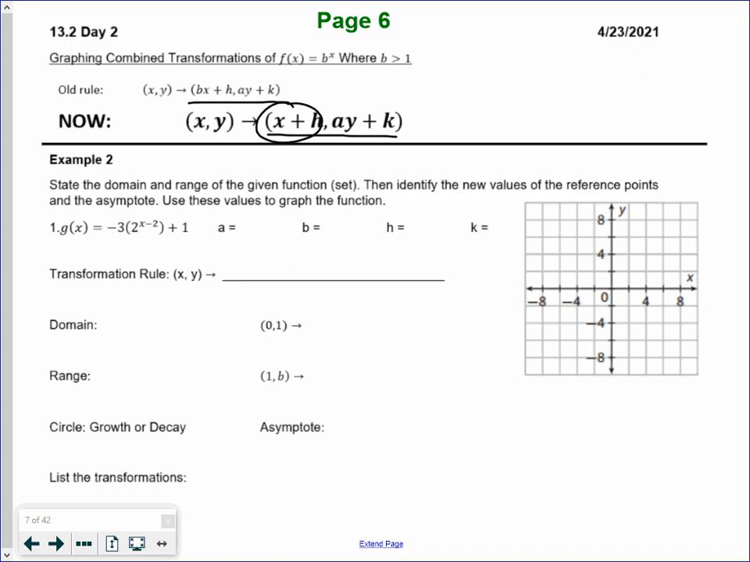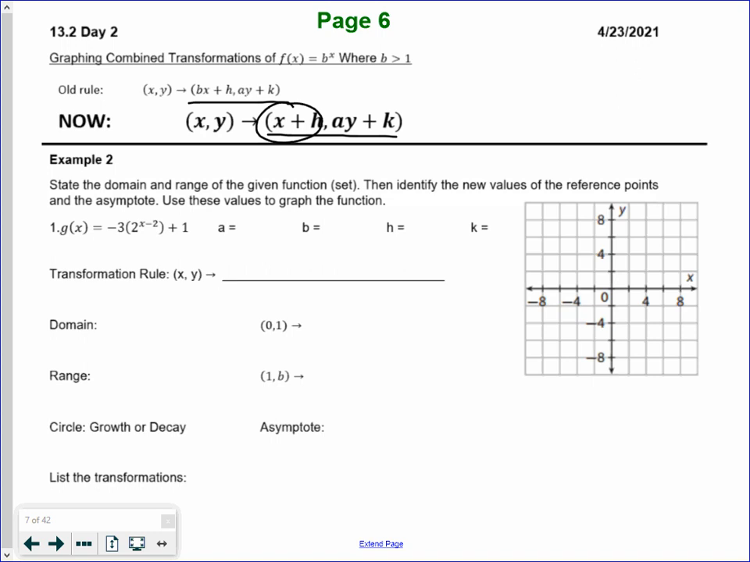So let's go on to an example to see how to actually do these. In number 1, we have the function -3 times 2 raised to the x minus 2, plus 1. And we're going to fill this out and figure out the domain, range, graph our new function, find our asymptotes, and list all the transformations, all that good stuff that you see in front of us.